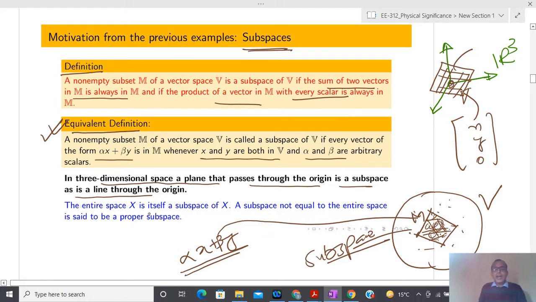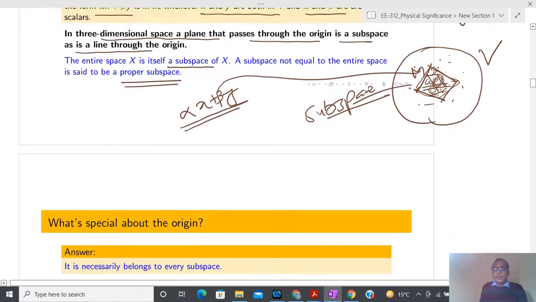Okay, so the entire space X is itself a subspace. That is obvious, because I have defined a subset of vectors that has the same property as the vectors. Now I have taken the whole space, so obviously that is also a subspace. So whenever we are talking about a proper subspace, it means that I am not going to include all vectors of the space.